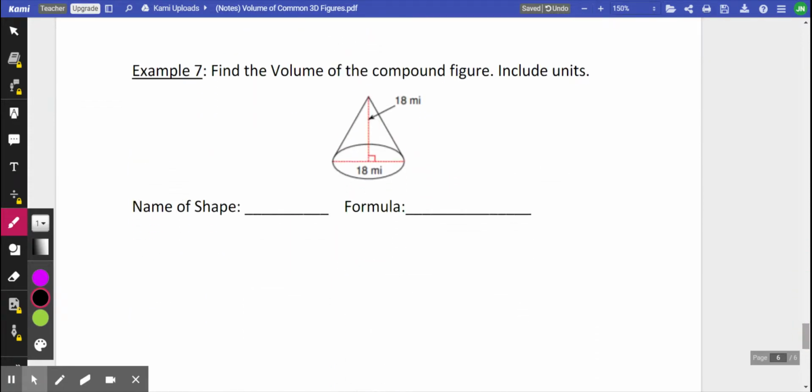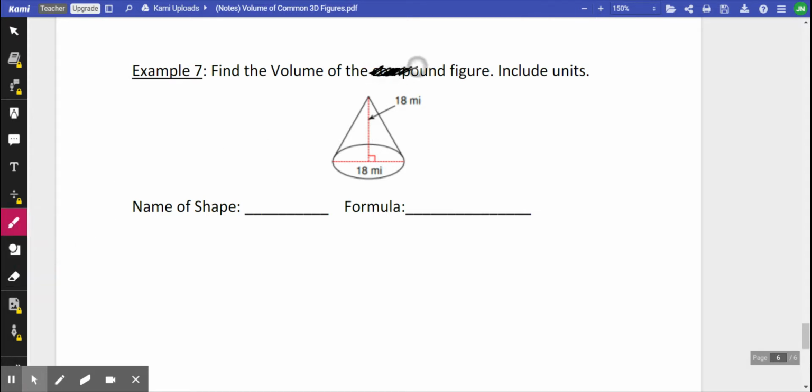Okay. Example 7, like I said, it's the exact same thing that we've been doing. This is the same thing as finding the volume of a cylinder, except that at the end we divide it by 3 also, because a cone fits 1/3 of what a cylinder would fit.